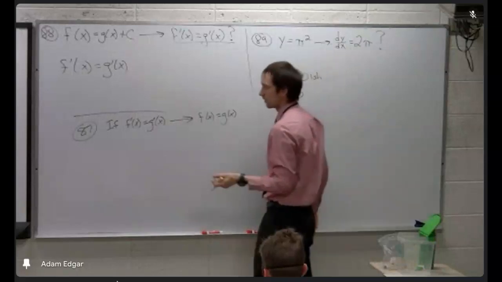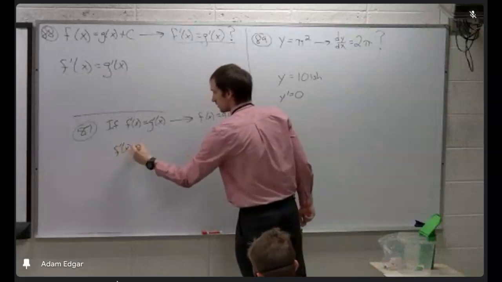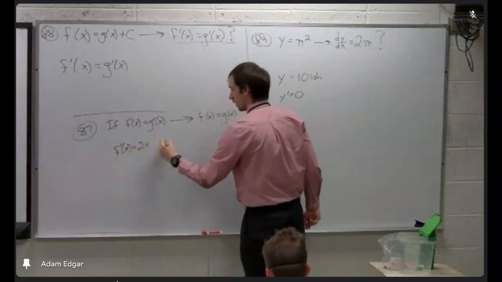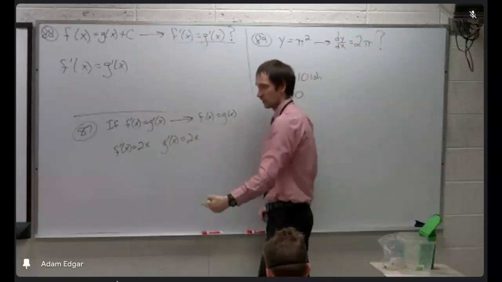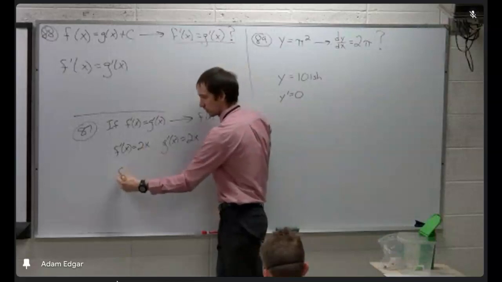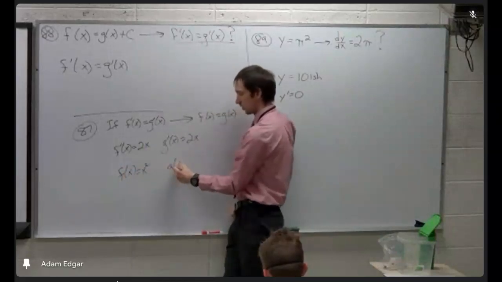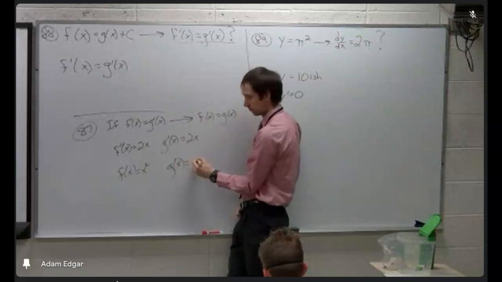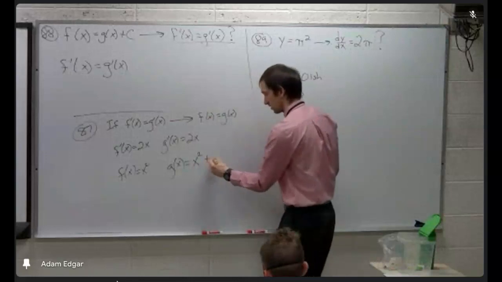Like, if you had, say, f prime of x is 2x, g prime of x is 2x, what function has a derivative of 2x? X squared, right? So you could say f of x equals x squared. And g of x could also be x squared. But it doesn't have to be x squared. Couldn't it be x squared plus 6?